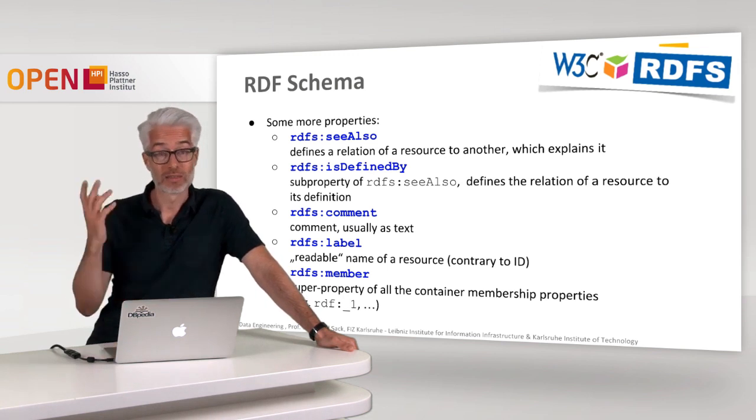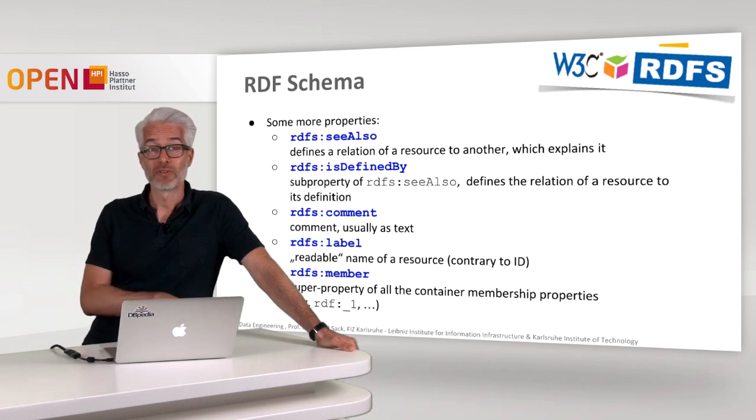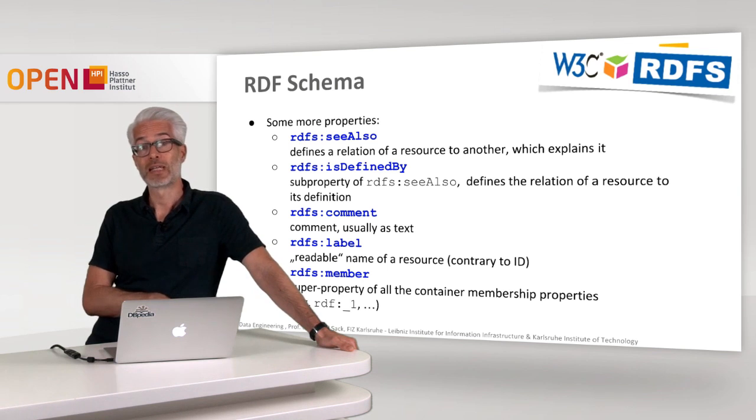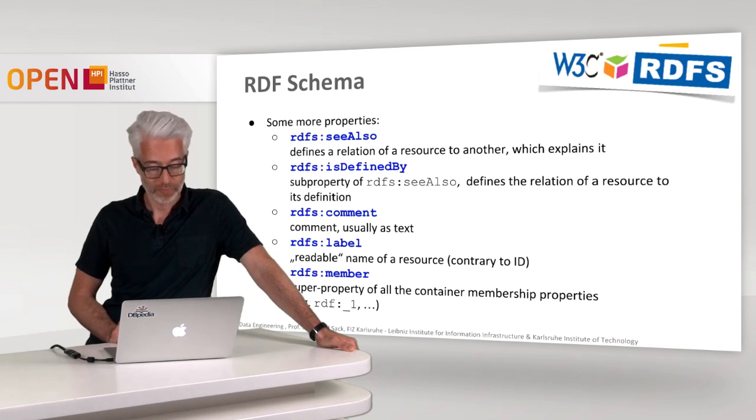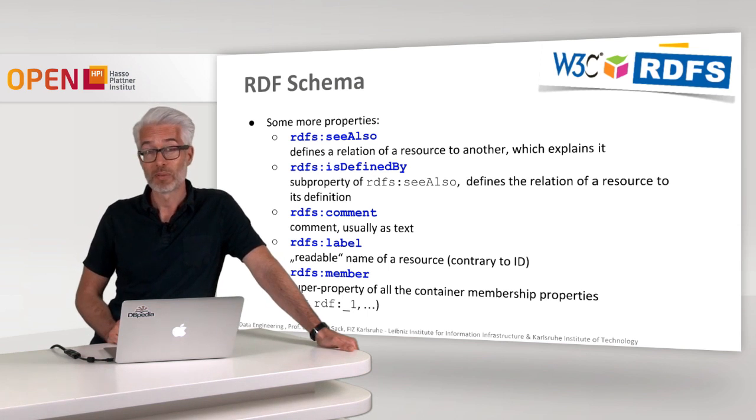And it can be several names. So you can, for example, define many RDFS label relations for a resource and give, for example, the names in different languages. We will encounter that. We will see that. And then there is some super property for all the existing container membership properties.